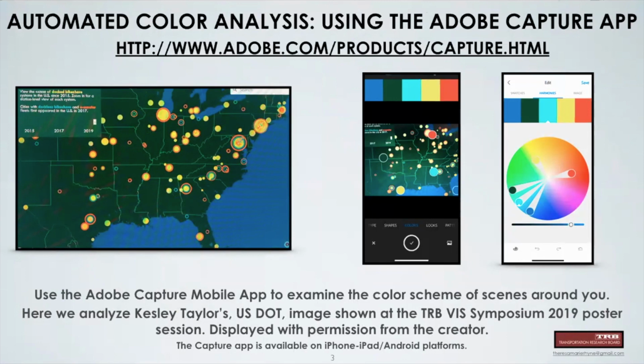The lovely lady who made this image, Kelsey Taylor, I told her I was going to do it. I analyzed the color scheme using that Adobe Capture app. So that's what you can do. If you go to a museum and you see some artwork, use your phone, take a picture of it, and capture and save the colors. And you've got a new color scheme that you could add to your visualization.